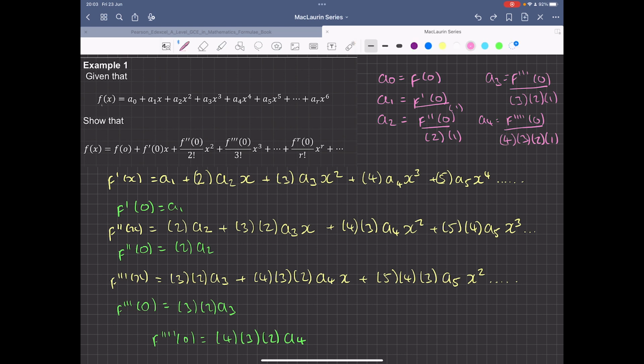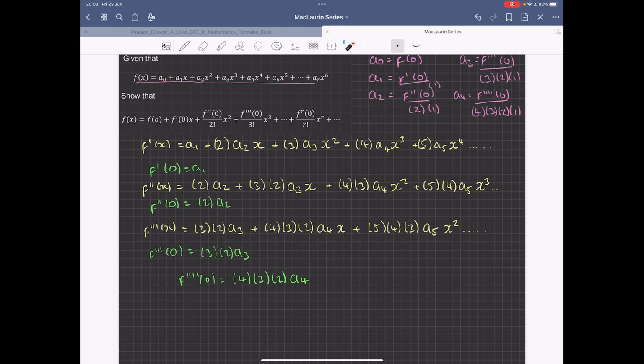So if we go back to f of x, we have a0, which is f of 0. So f of x will be f of 0, plus a1, which is this one here, so f dash of 0. And then you've got your x term here, plus a2, which is this one here.